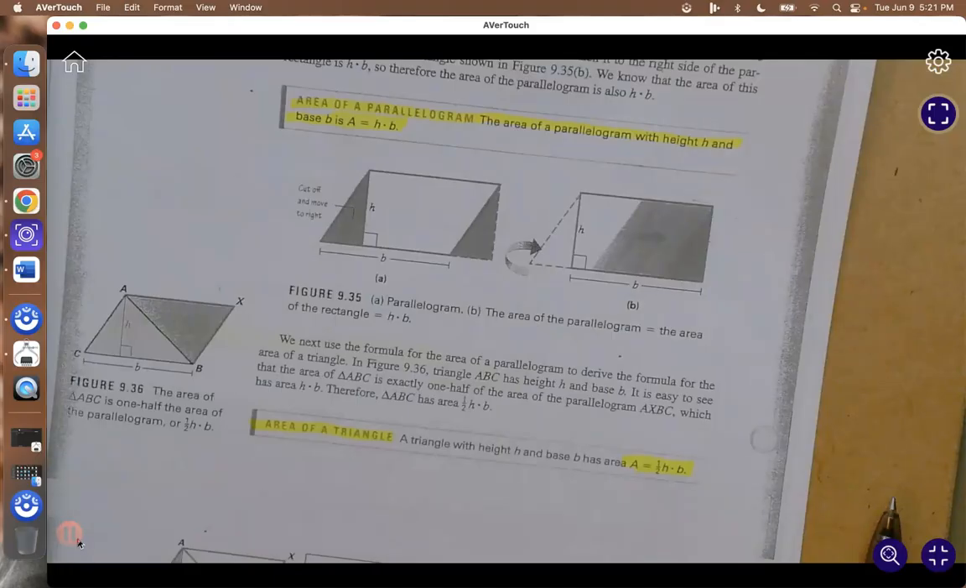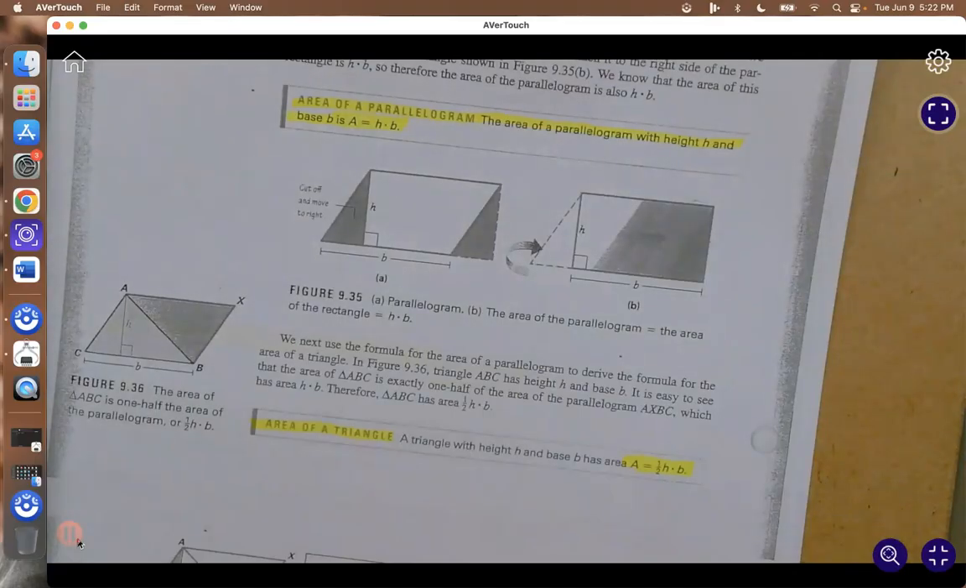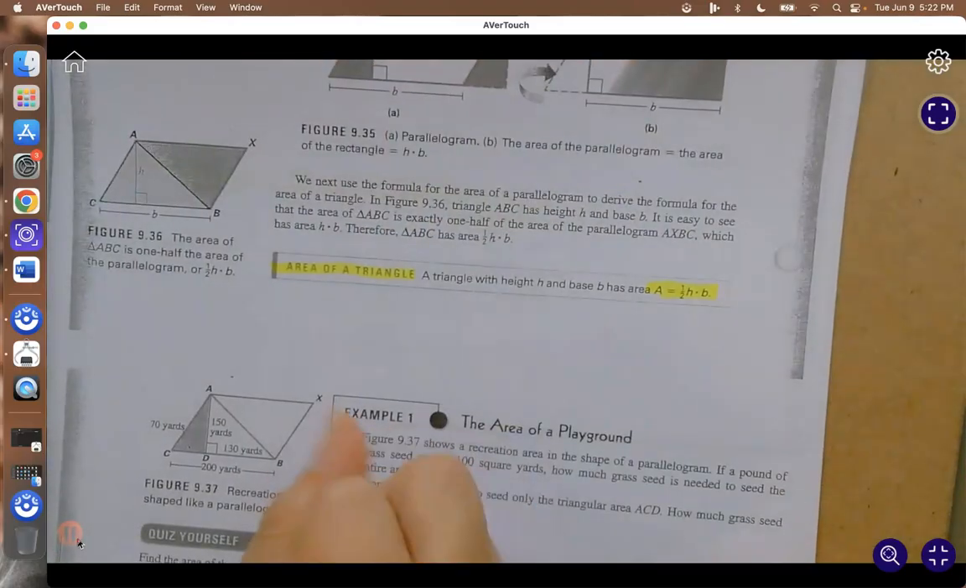All right, so find the area of the playground. This figure shows a recreation area in the shape of a parallelogram. If a pound of grass seed covers 100 square yards, how much grass seed is needed to seed the entire area? Okay, and then B, suppose that we only want to seed the triangular area. How much grass seed would be needed then? So let's do A first.